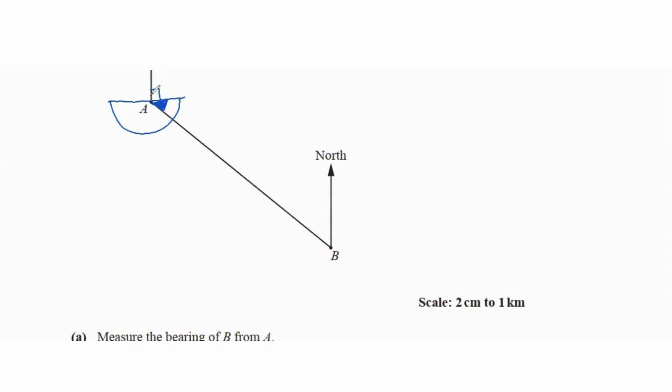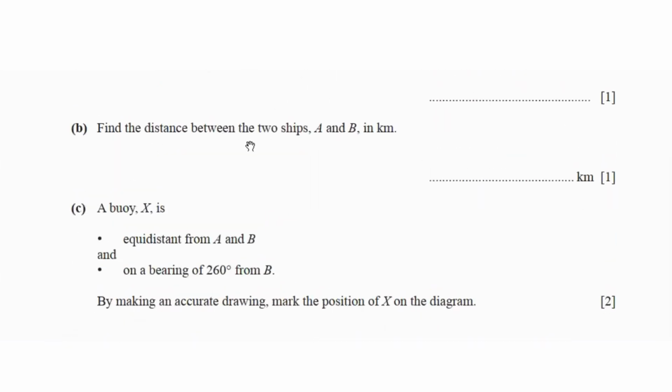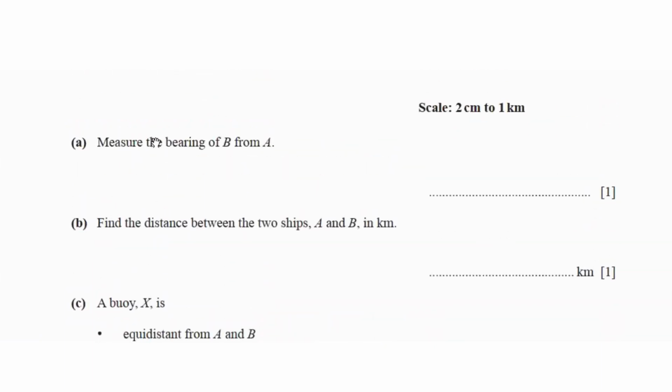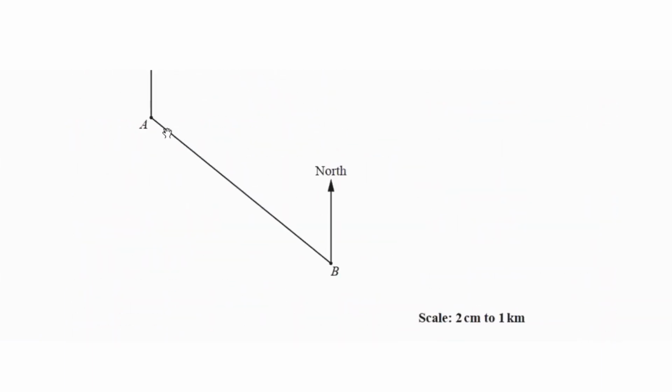Or an alternative method is that you can measure this angle, and whatever this angle is, that's going to be over here, because in parallel lines, alternate angles are equal. So once you have this angle, you can subtract that from 180, and that would also give you the bearing. So you can use either of these methods. Then it says find the distance between the two ships A and B in kilometers. So whatever measurement you get over here in centimeters, you divide that by 2 and you would get your kilometers.